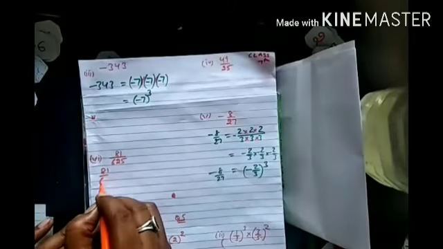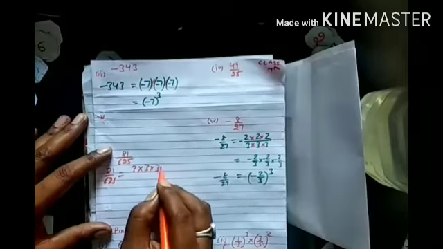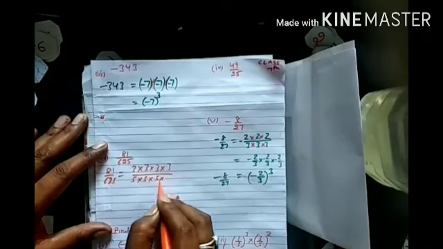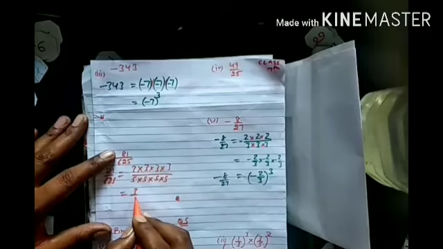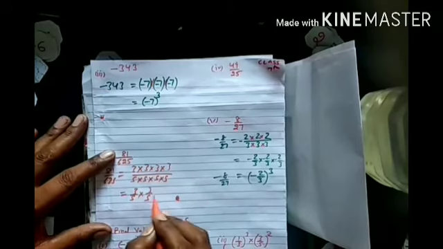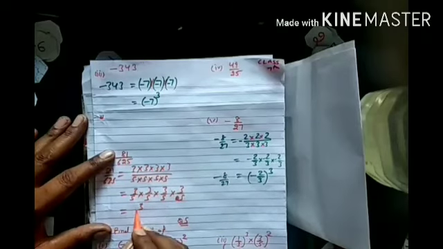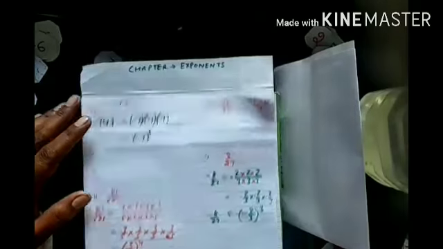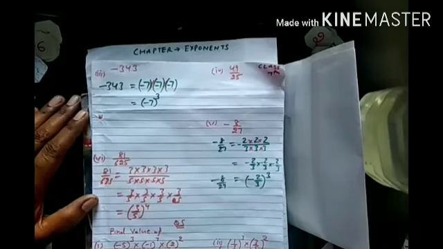So 81 over 625 can be written as 3 times 3 times 3 times 3, and 625 can be written as 5 multiply 5 multiply 5 multiply 5. Okay. So this can be written as 3 by 5, 3 by 5, 3 by 5 and 3 by 5, which is 3 by 5 to the power 4. Okay. Now in this way we can write 81 over 625 in the exponential notation.